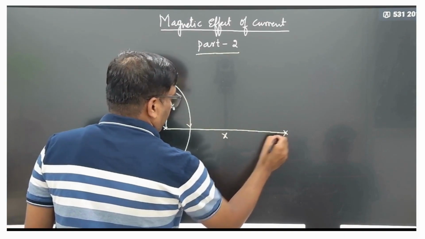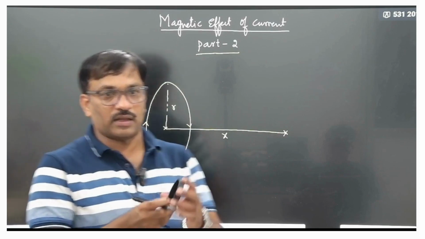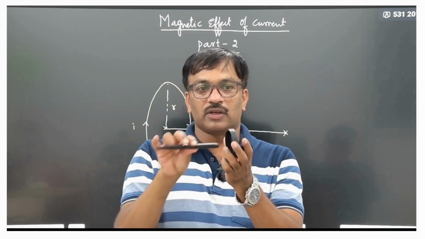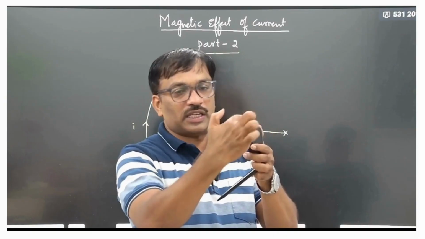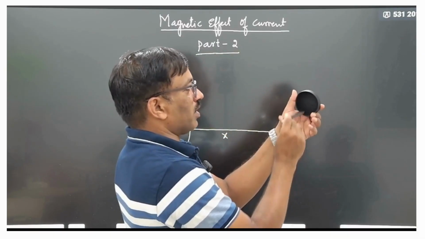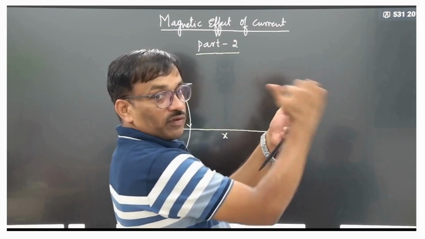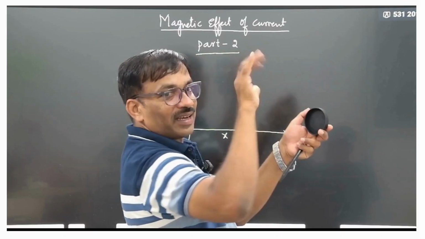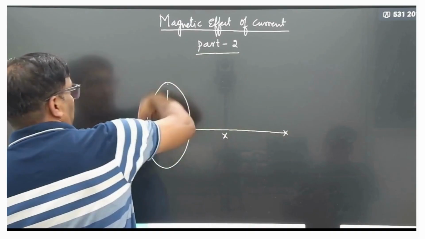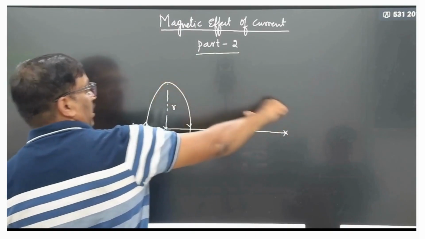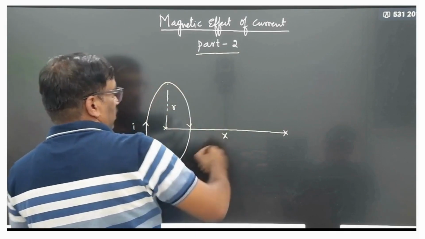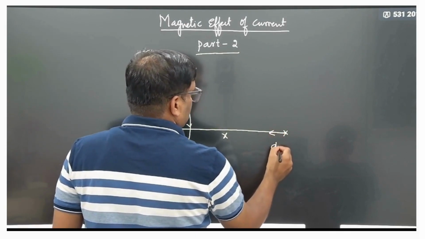This is one circular coil, and we want to calculate the magnetic field at this point. Suppose the current is flowing like this. Taking the curling of the fingers as the current direction, this is your magnetic field. If the current is flowing like this, the magnetic field is outward. If the current is flowing like this, the magnetic field will be inward. Here the current is flowing like this, so the magnetic field is inward.